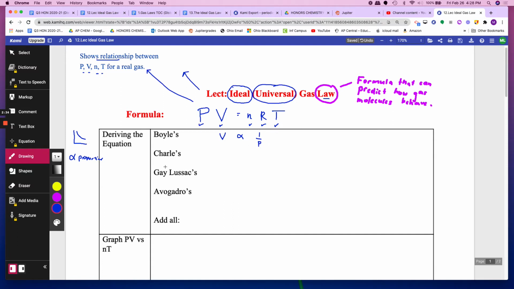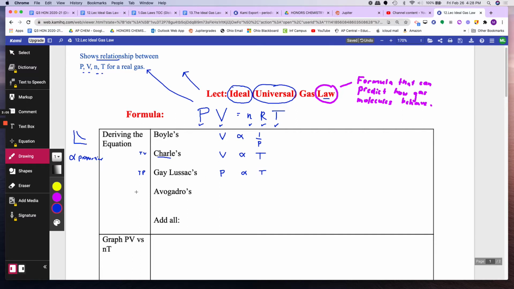Now, Charles' law, Charlie Brown is on TV. So volume is proportional to temperature, not the inverse of temperature, direct, which means if the temperature goes up, it gets hotter, the volume gets bigger. Gay-Lussac uses toilet paper. Okay, so pressure is proportional to temperature. If you heat it up, the pressure goes up.